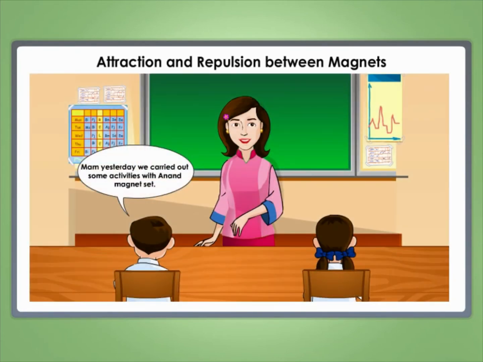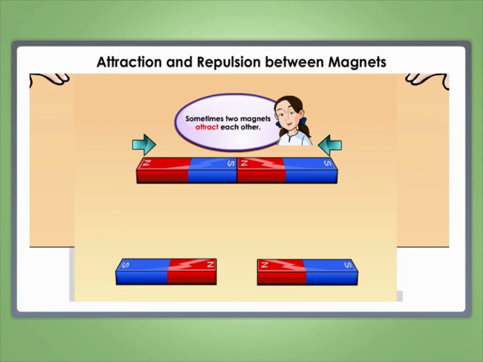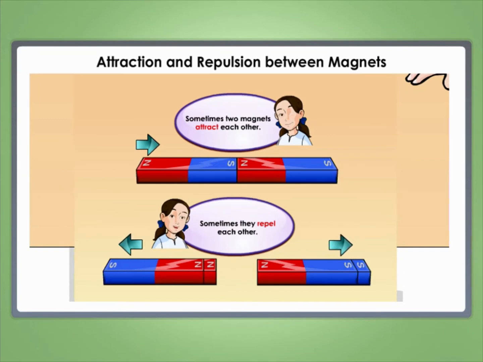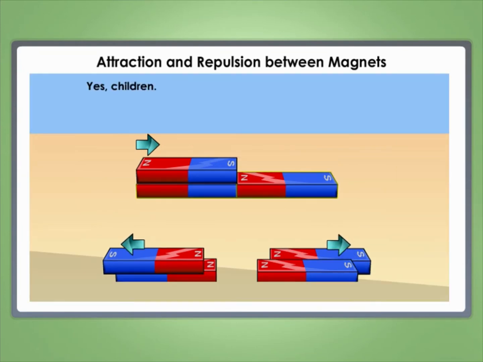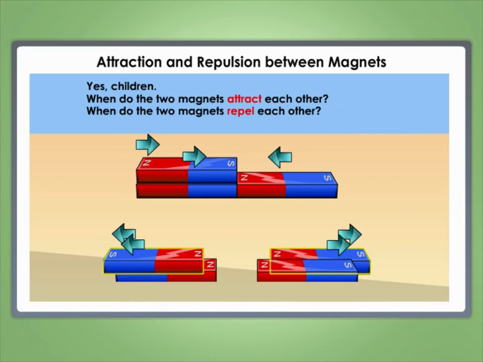Ma'am, yesterday we carried out some activities with Anand's magnet set. Sometimes, two magnets attract each other. Sometimes they repel each other. Yes, children. When do the two magnets attract each other? When do the two magnets repel each other? Discuss this with your friends.